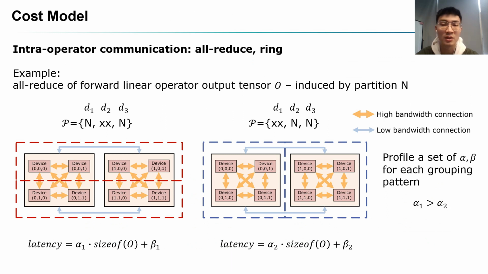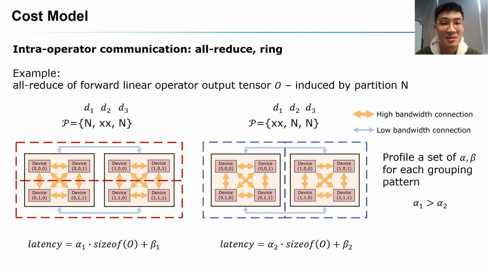The key aspect of the cost model is modeling the intra- and inter-operator communication latency. Intra-operator communications happen in groups, where the grouping pattern is determined by the partition strategy. For example, the R-reduce during forward of a linear operator is induced by partitioning dimension n. To determine its grouping pattern, we only need to check partitioning dimension n happens at which positions in the partition sequence. On the left-hand side, the positions correspond to spatial indices D1 and D3. Thus, each R-reduced group consists of devices that differ only in D1 and D3.